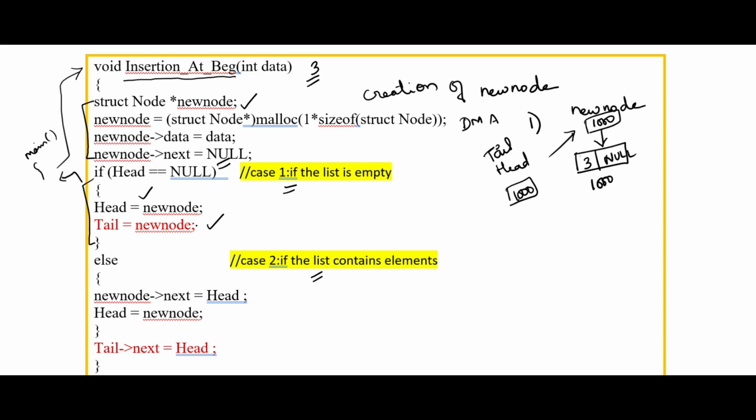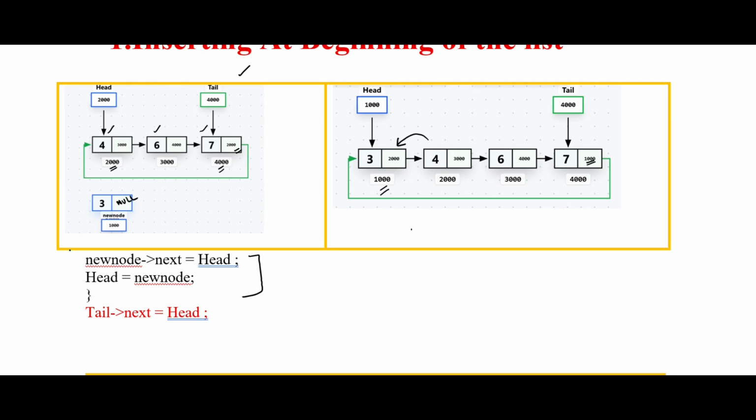If not, suppose the list is already existing, so I have to insert. So what I have to do now, listen carefully here. These two lines I will explain with the help of a diagram. So new node of next is equal to head and head equal to new node. Let us see this case. Now you see the first line, new node of next is equal to head.